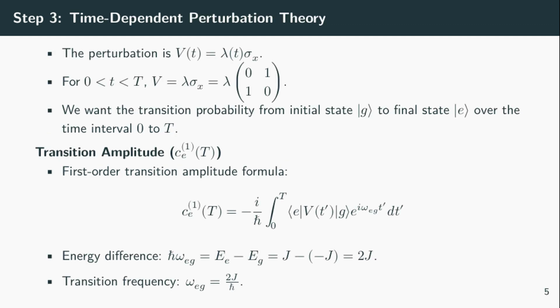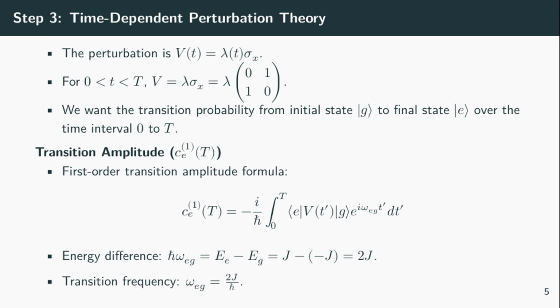Now for step 3, applying time-dependent perturbation theory. The perturbation is the time-dependent part of the Hamiltonian, V of t, which is lambda of t sigma x. For the time interval where the perturbation is active, from 0 to T, V is equal to lambda times sigma x. The sigma x matrix is 0 1 in the first row and 1 0 in the second row. So V is lambda times that matrix.